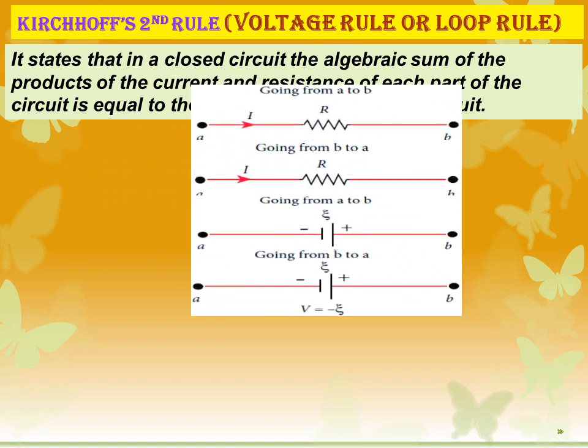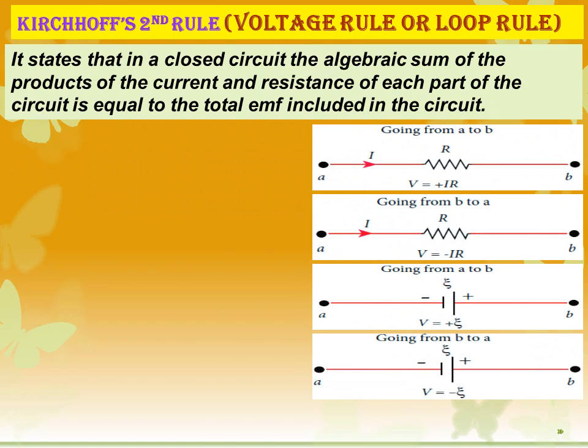Let me show one. This is going A to B, and this is going B to A. Here the voltage is equal to plus IR, and here the voltage is equal to minus IR. And here, going A to B, the voltage is equal to plus ε, and this is voltage equal to minus ε.